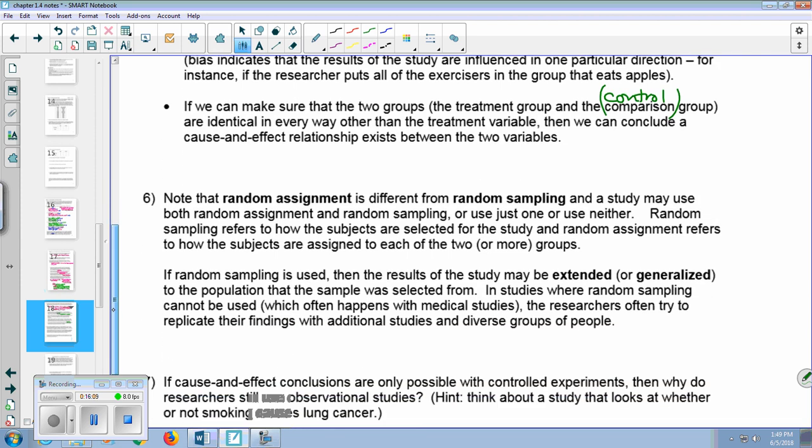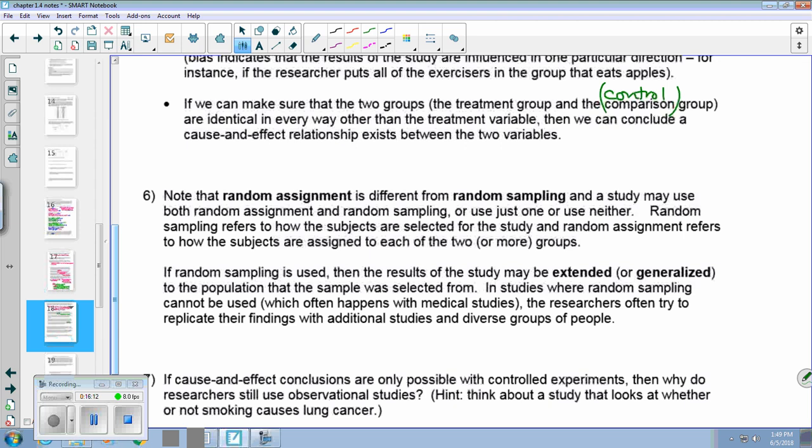All right, number 6. Note that random assignment is different from random sampling, and a study may use both random assignment and random sampling, or use just one or use neither. Random sampling refers to how the subjects are selected for the study. In other words, who's going into your sample. And random assignment refers to how the subjects are assigned to each of the two or more groups.